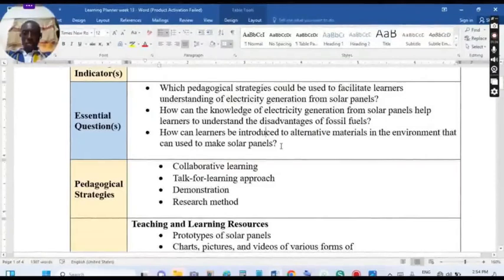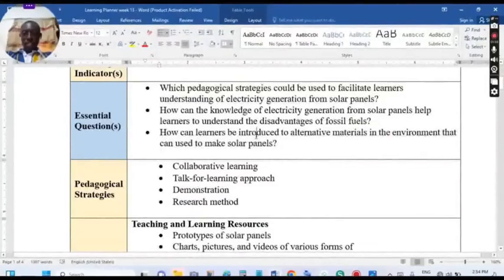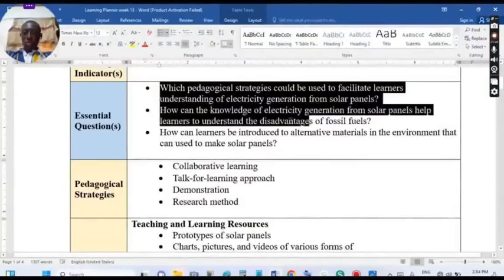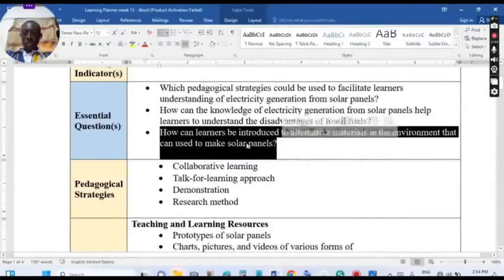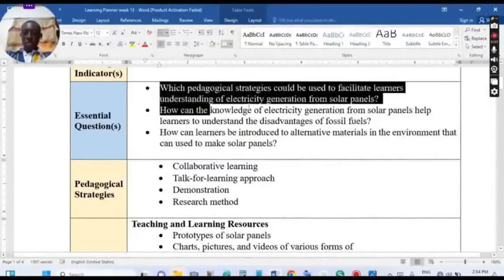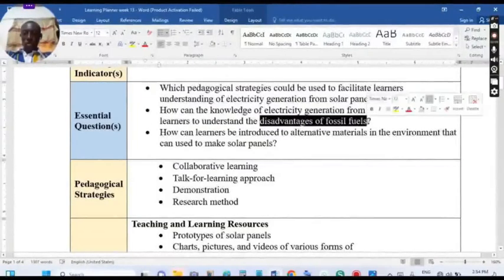Since this third question was not treated in the first lesson of week 13, probably it has been shifted to lesson 2 of the same week 13. So this lesson closure should comprise the first 2 questions, because this last question we did not treat in lesson 1. So the lesson closure should be a question about how electricity is produced from solar panels, and also the disadvantages of the fossil fuel.